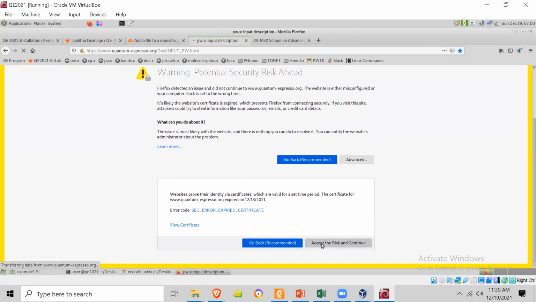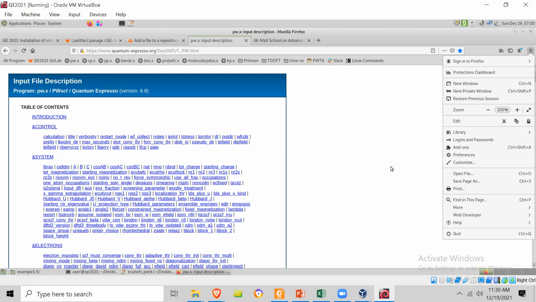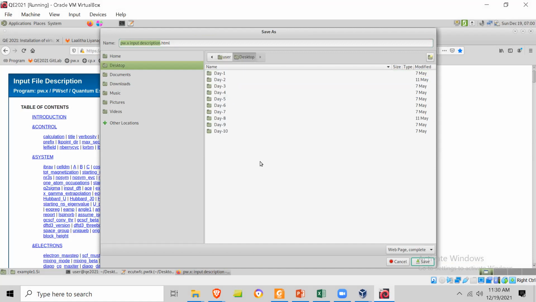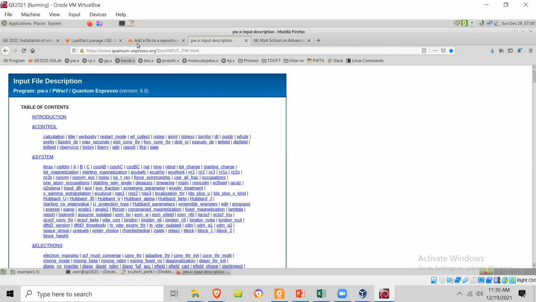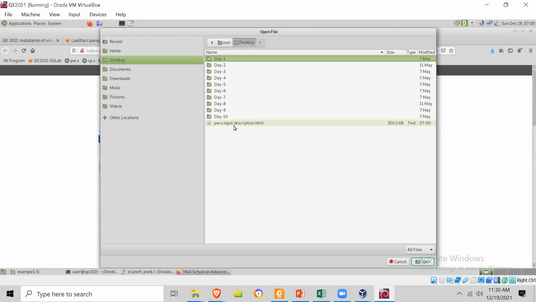So this particular file, this is just one file. You can save this onto your desktop. It's worth saving it. So you can save page into the desktop and you can keep it there because you will be needing that. So let's save that. And then once you save it, you can open it from the browser as well because if you lose internet, you are not left without the instructions. So here you go. So you have the instructions here.